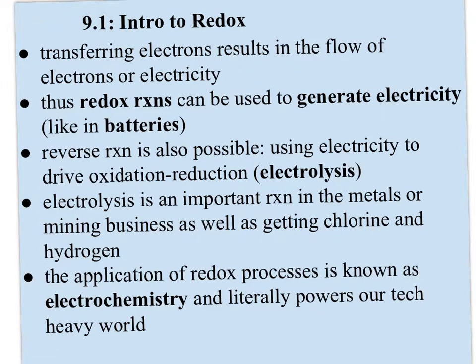So the transferring of electrons results in the flow of electrons, which is what electricity is. Thus, redox reactions can be used to generate electricity, like in batteries. In fact, they're referred to as voltaic cells, which we'll look at in 9.2. You can also have the reverse reaction. You can use electricity to force a redox equation to happen, which we call electrolysis. And that's important in getting metals out of the ores they're in. It's also important to get chlorine and hydrogen out of the compounds they're in. Plus, we use electrochemistry for plating metals on all kinds of things, from jewelry to statues to whatever. And it literally powers our tech-heavy world.